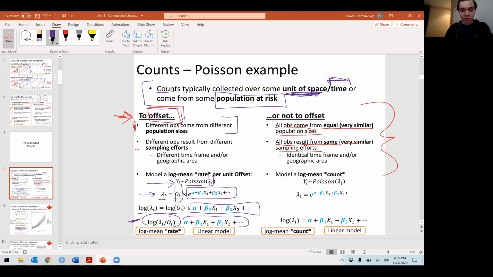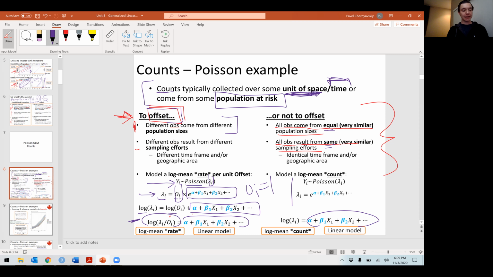So, of course, if you just take all O's equal to 1, then you're assuming equal population sizes, same sampling effort, where of course all the O's disappear. And then here is your linear model on the right. You are then modeling just the mean count, not a rate anymore, no offset, just modeling the mean count.